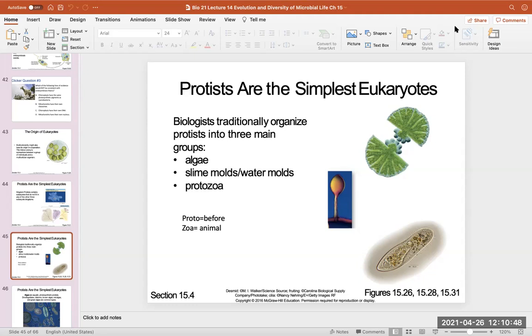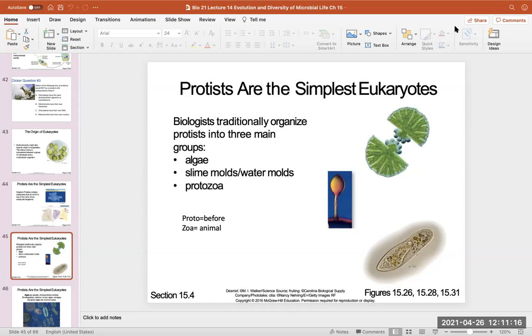For algae, do you remember which ones we had? Red, brown, and green. Can you give me an example of brown algae? You might see it when you go to the beach. It looks like plants. So kelp.